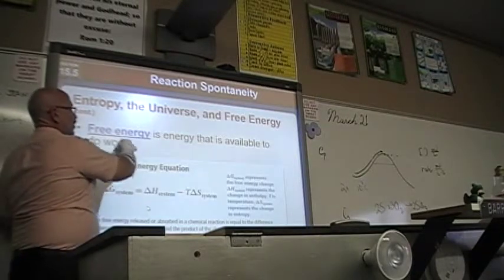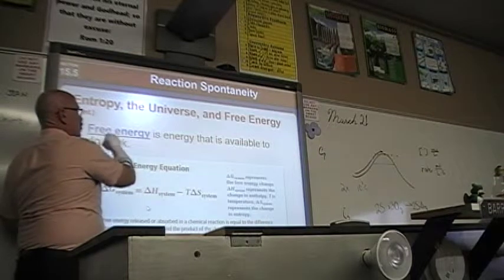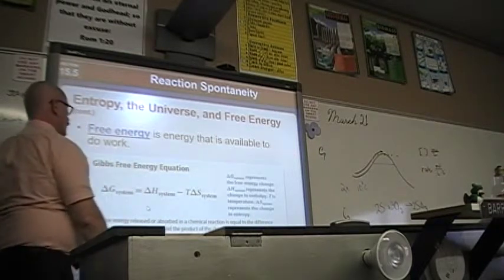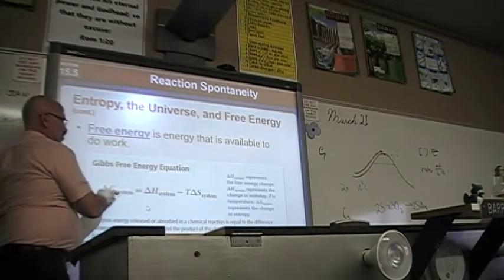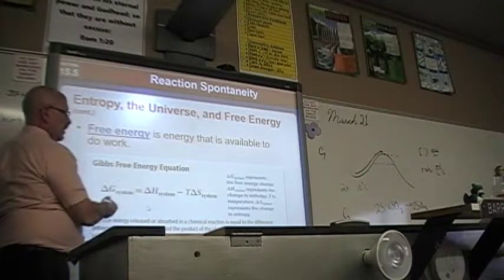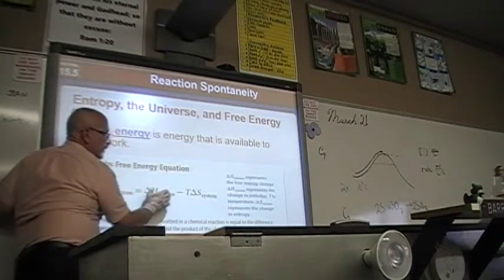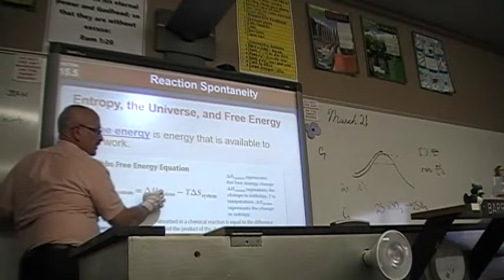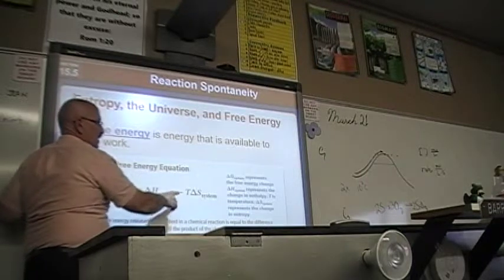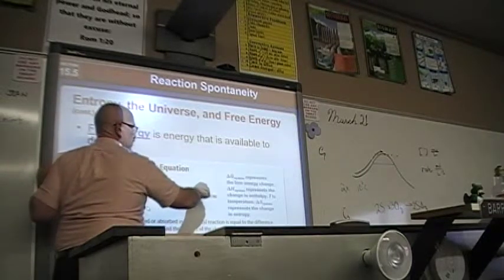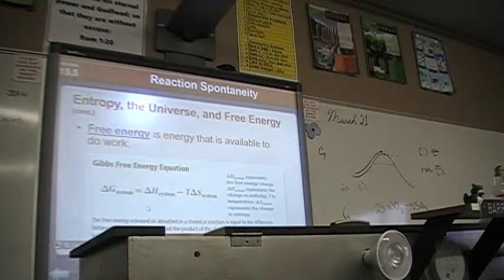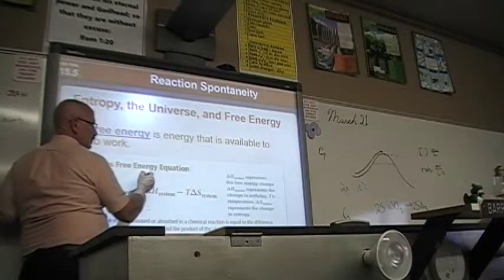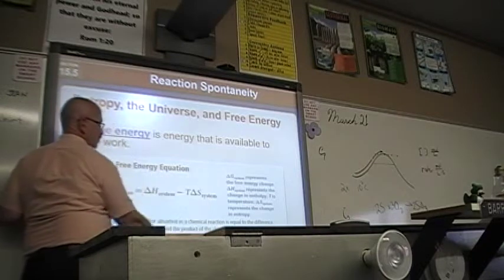Okay, free energy is the energy that's available to do work. And here's where Gibbs free energy comes in, okay? Gibbs free energy is delta G. Delta G is the change in heat energy of a system, or thermal energy of a system, minus the temperature times the change in entropy. So here's your formula for Gibbs, finally. Okay? This is thermal, and this is temperature times entropy.